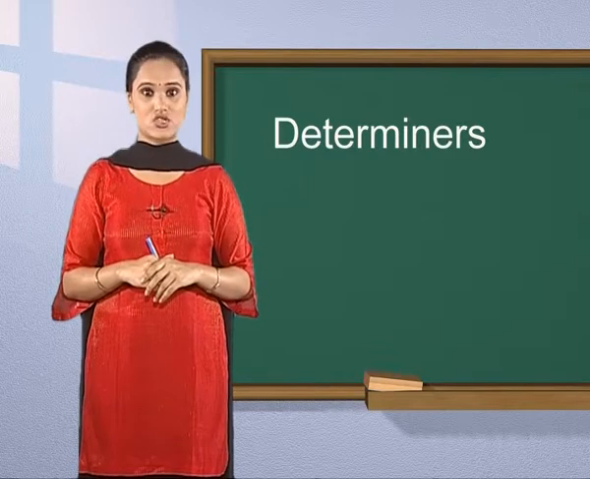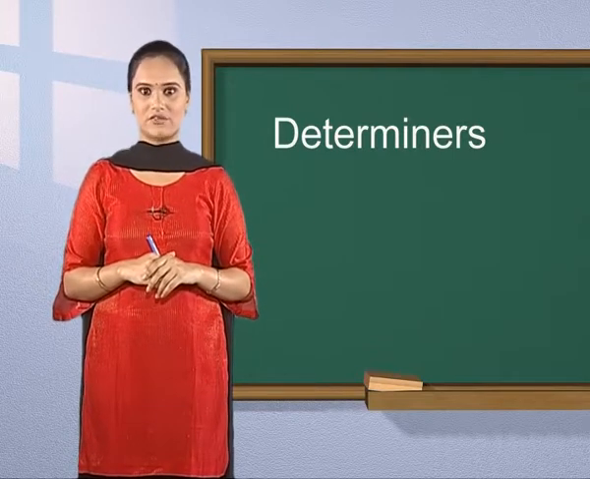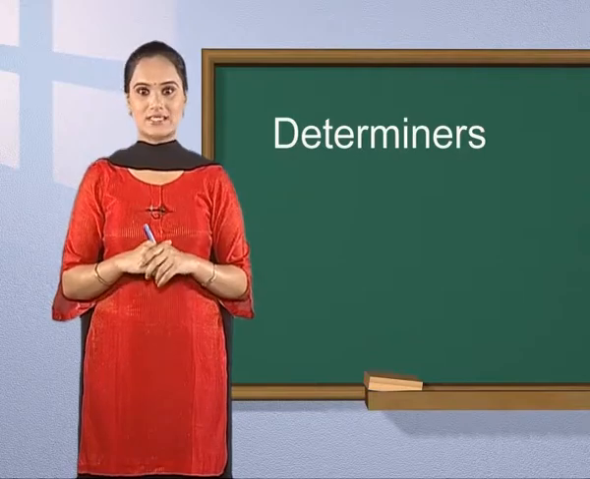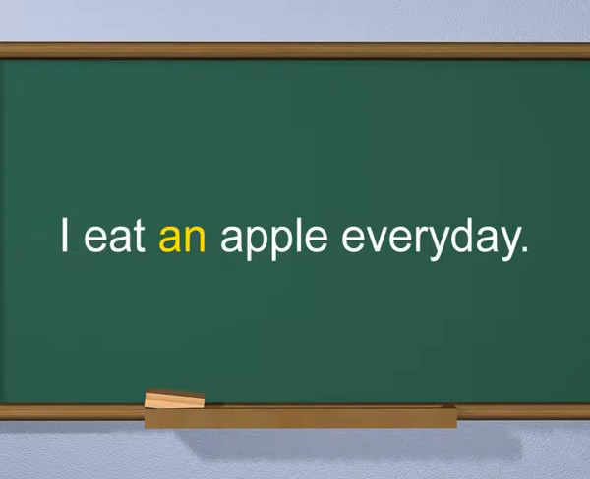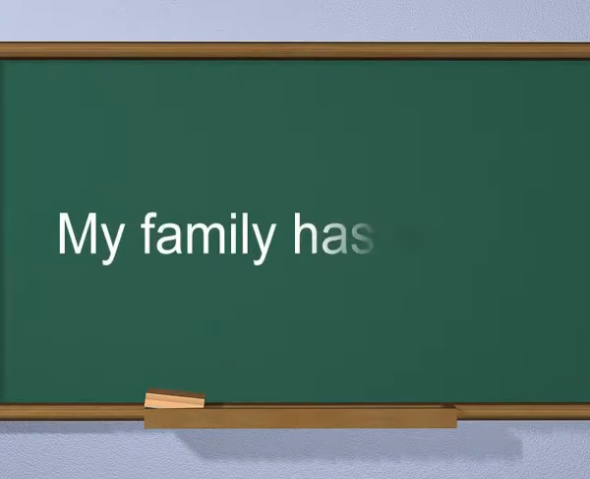Now, let's check why we have done the way we have done. Look at sentence number 1. I eat an apple every day. Why have we put an before apple? We have used an before apple because it has a vowel sound. Sentence number 2. My family has a dog. Here, we have used a before dog because the initial sound of the word is of a consonant.